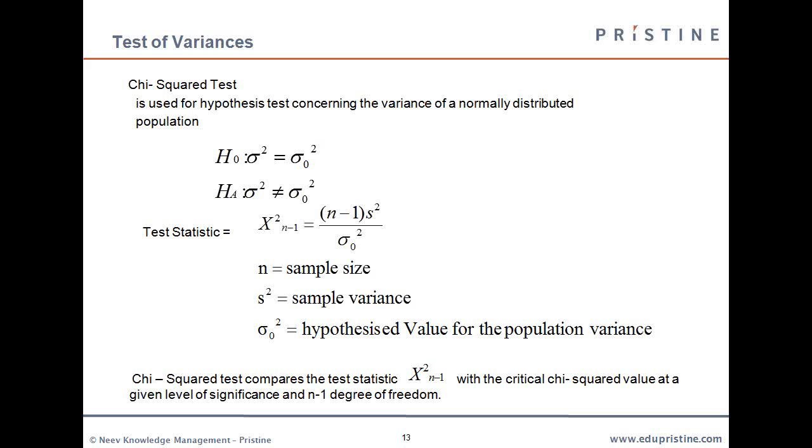As we have done in the t-test and z-test, we'll do it in a similar fashion. We'll compare the test statistic with the critical value at a given level of significance and n-1 degrees of freedom. The degree of freedom is calculated from the sample size. So if your sample size is n, your degree of freedom would be n-1.